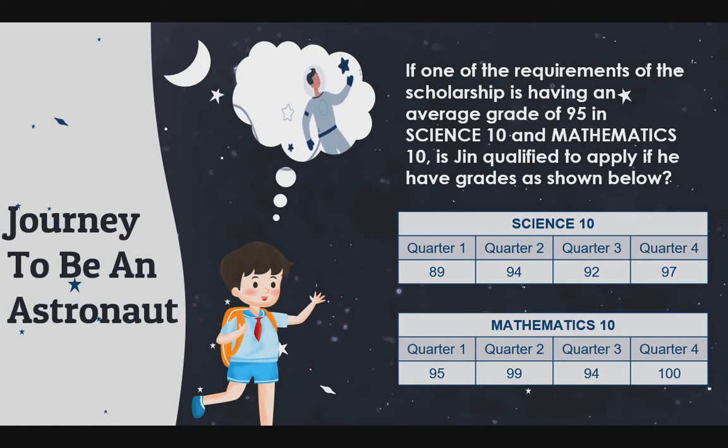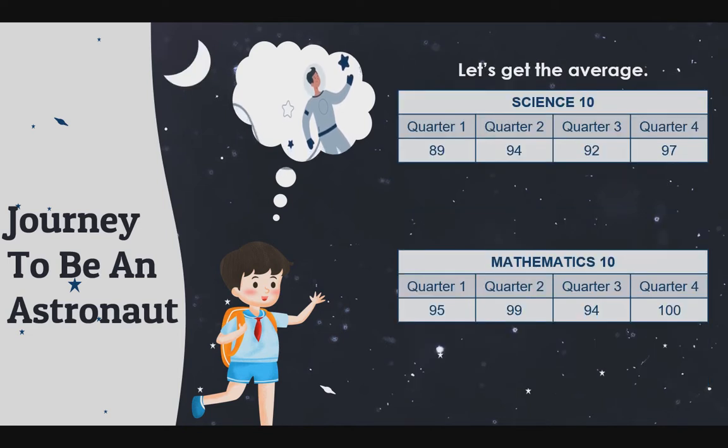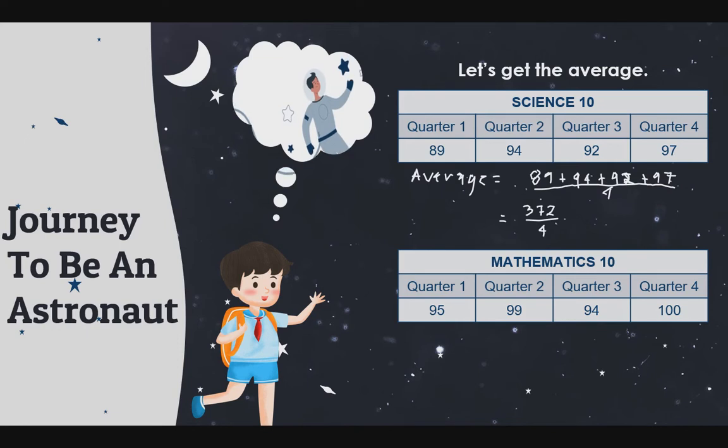Quarter 1 to Quarter 4 of Science 10 is 89, 94, 92, and 97, while the Quarter 1 to Quarter 4 grades of Mathematics 10 is 95, 99, 94, and 100. Now, let's solve for the average of science. To get the average, we will just add 89 plus 94 plus 92 plus 97, then divide by 4 because we have 4 quarters and 4 grades. The sum of these grades is 372 over 4, and when you divide 372 by 4, you will get 93. So the average grade for Science 10 class is 93.